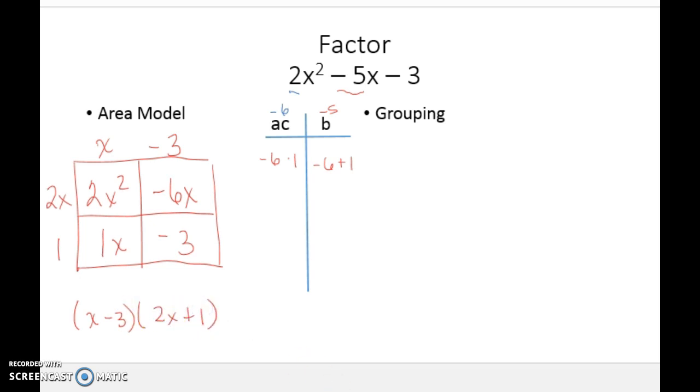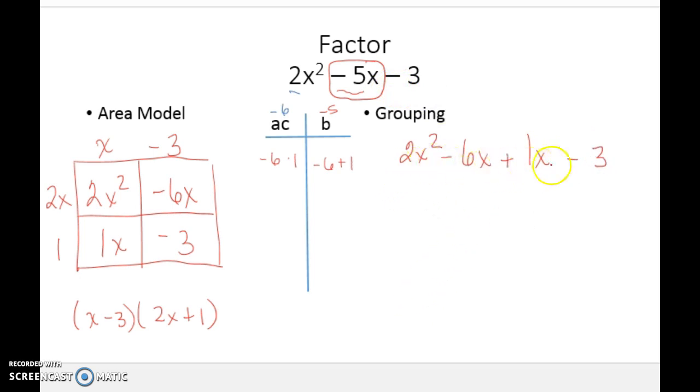All right, to do the same problem by grouping, we still need this table. We still want those two factors that multiply to give us AC, add to give us B. But now I'm going to take this middle term and break it apart into two factors. So I still have my 2x squared. But instead of writing minus 5x, I'm going to write minus 6x plus 1x. You don't need the 1, but I'm going to write it just so we see. I still just have negative 5x here if I combine like terms, but I'm splitting it apart. And then I have minus 3.